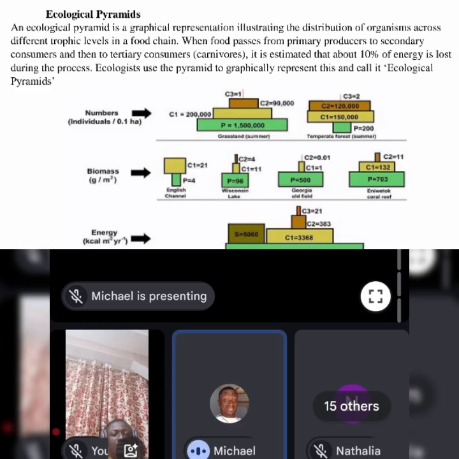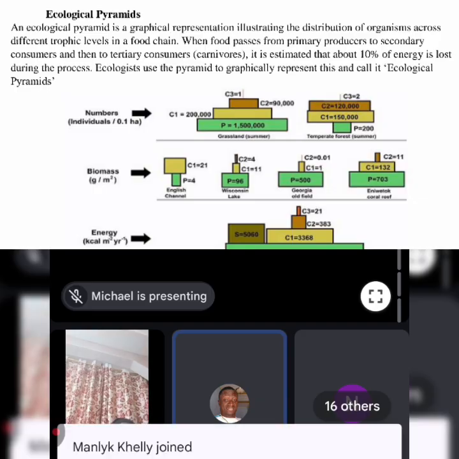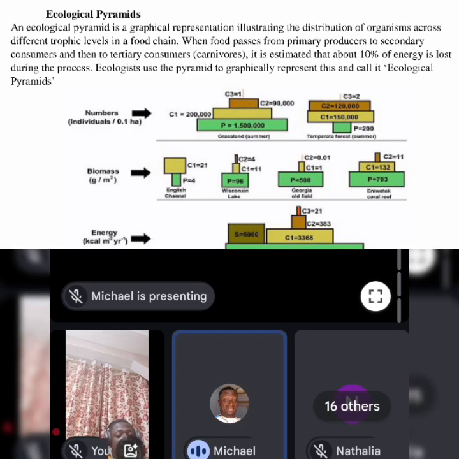So food passes from the primary producers to the secondary consumers, then to the tertiary consumers. And the tertiary consumers are the carnivores or omnivores. Remember, omnivores can feed on flesh and also feed on herbs. Normally we say carnivores, and omnivores are part of that when at that point in time they are feeding on flesh, not only herbs. So it is estimated by ecologists that only 10% of energy is passed on. That is, 10% of energy is lost during the process.